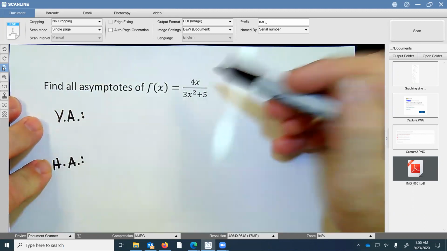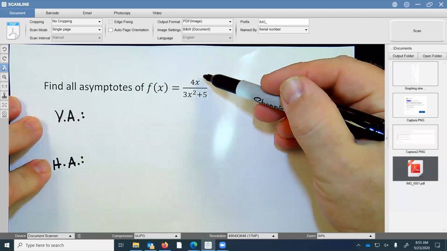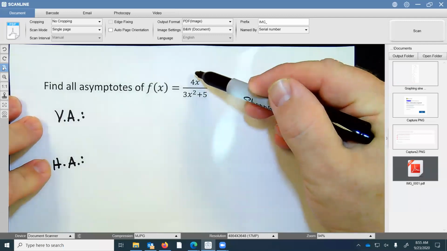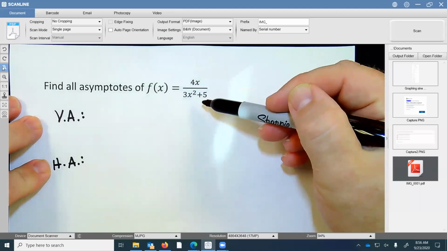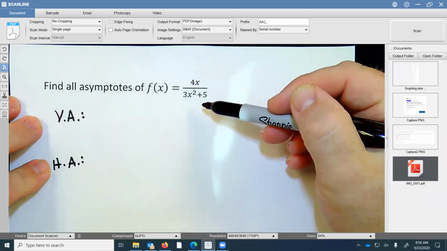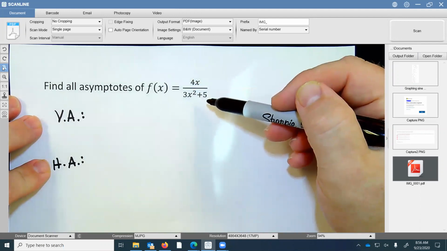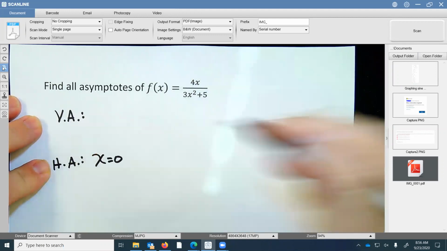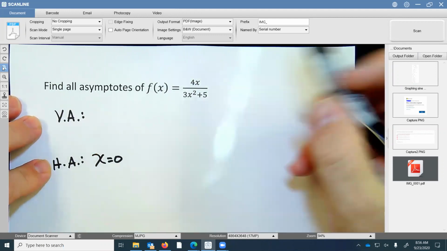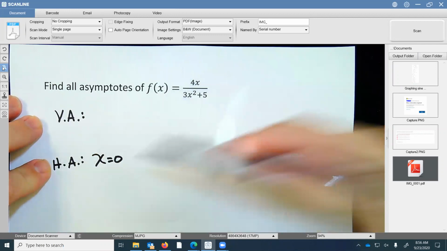What's the degree of the numerator? 1. What's the degree of the denominator? 2. 1 is less than 2, so what asymptote does it have? x equals 0. Done. All I had to recognize was that's a 1, that's a 2, so x equals 0.